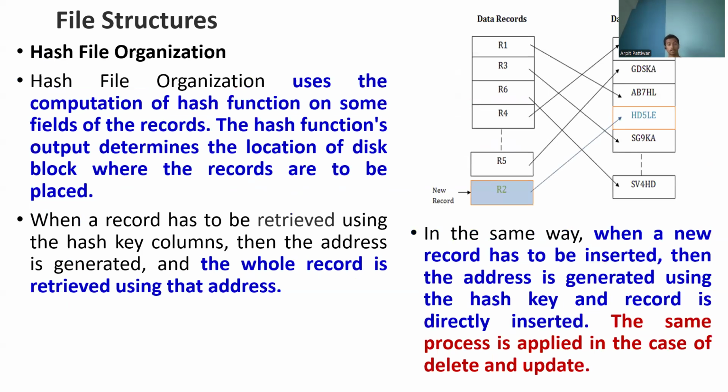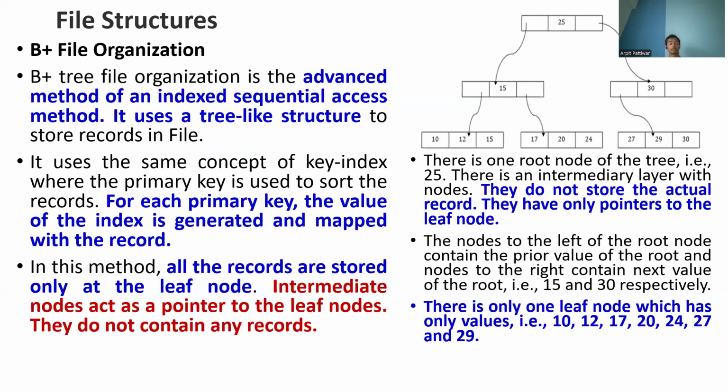Hash file organization uses computation of a hash function on some fields of the record. The hash function output determines the location of the disk block where the records are to be placed. When the record has to be retrieved using the hash key column, then the address is generated and the whole record is retrieved using that address.